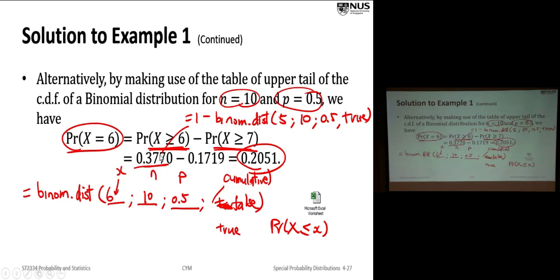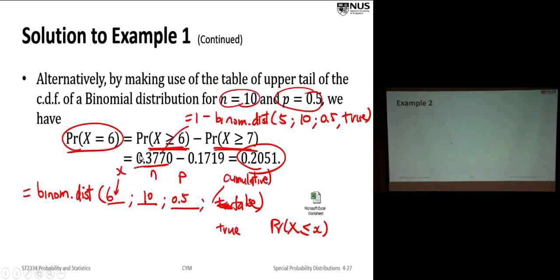But on the other hand, you also have to know, if you are given a table like the one we had just now, how to read the table.